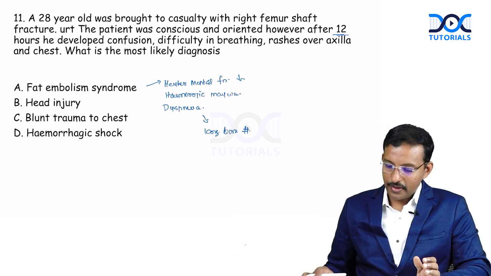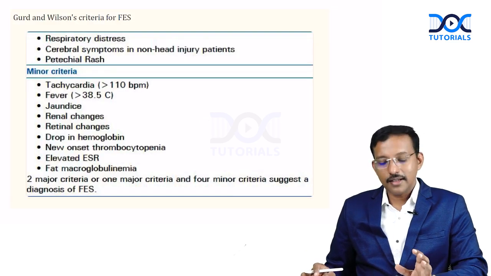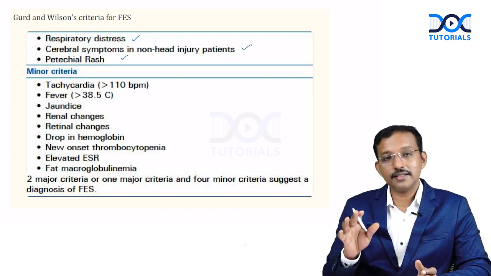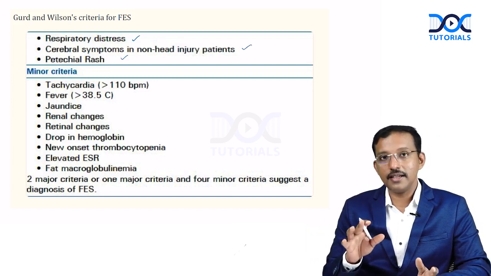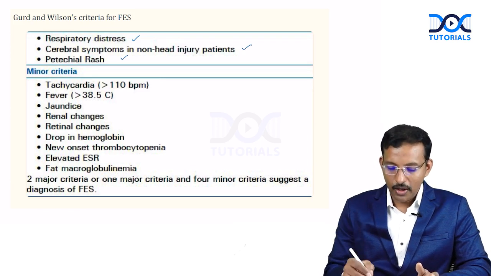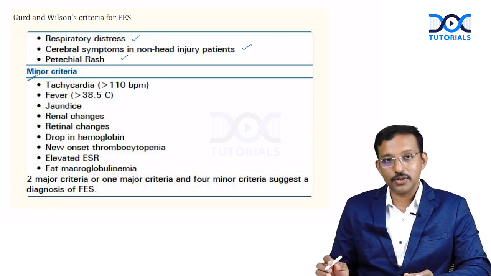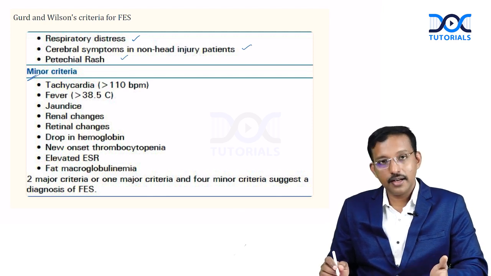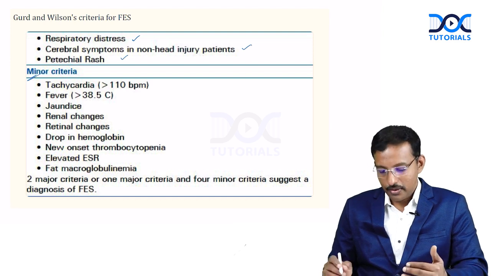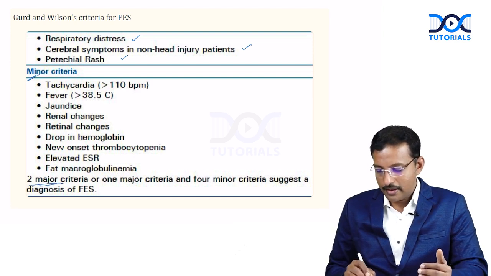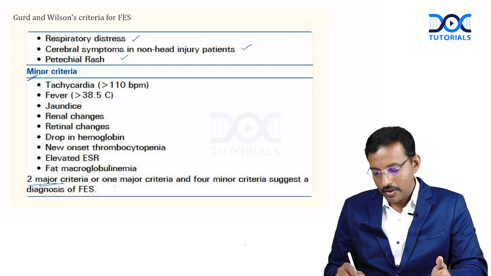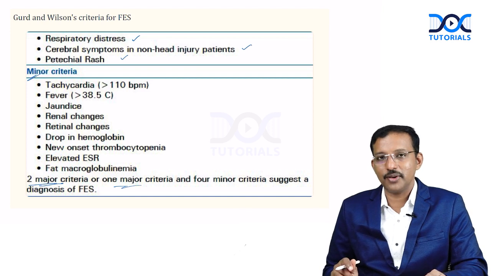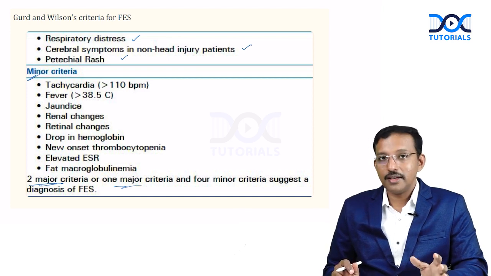Gurd and Wilson have classified respiratory depression, CNS symptoms, and petechial rash, which is classically seen in our case, as the major criteria for diagnosing fat embolism syndrome. Along with that, there are some minor criteria also. Please go through that. You can see tachycardia, fever, jaundice, renal changes, etc. These all come into the diagnosis. Any two major criteria, or one major along with minor criteria, is definite. We have all three major criteria given in the question, making it a very simple question for you. So remember this fat embolism syndrome.